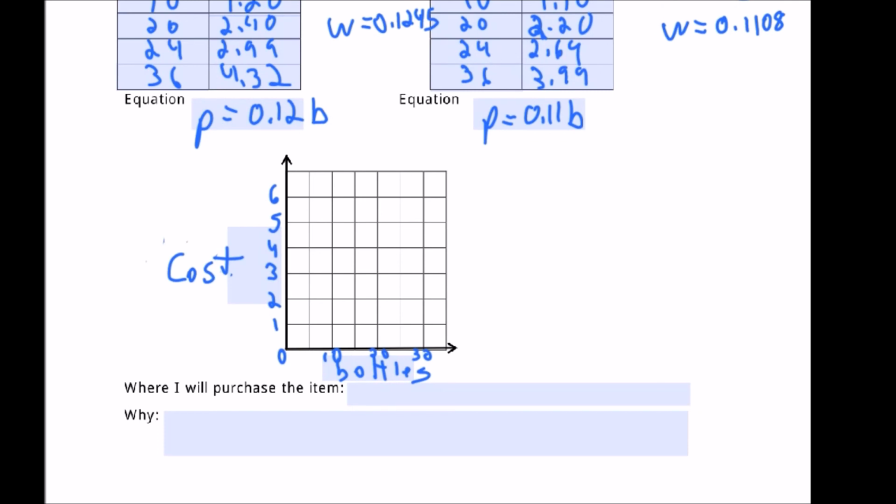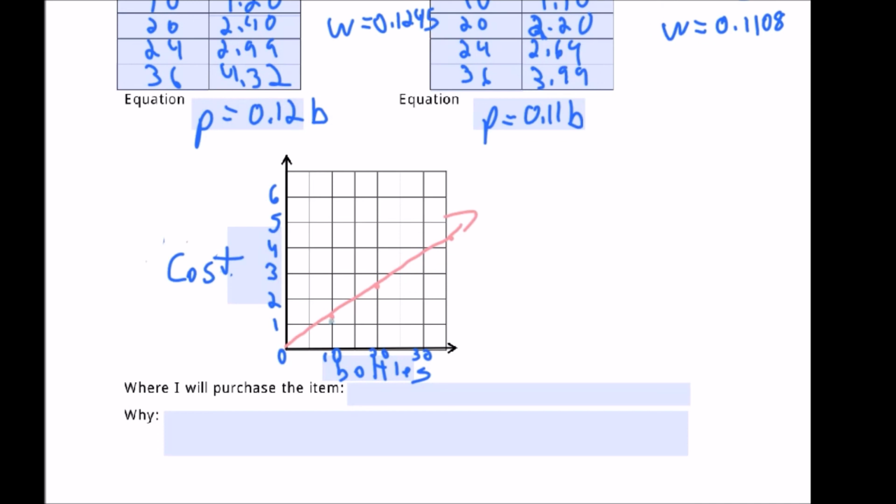Alright, so that first one, 10 would be $1.20. So let's go ahead and change colors here. So $1.20 would be right about there. 20 would be about $2.40, so that'd be right about there. 36, which would be just slightly past that line, would be $4.32, so that'd be right about, say, there. And this should be roughly a line like that.